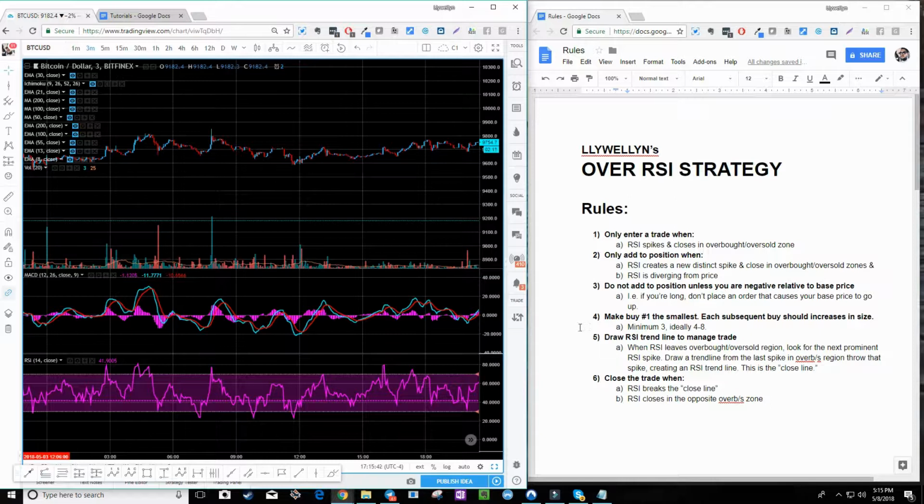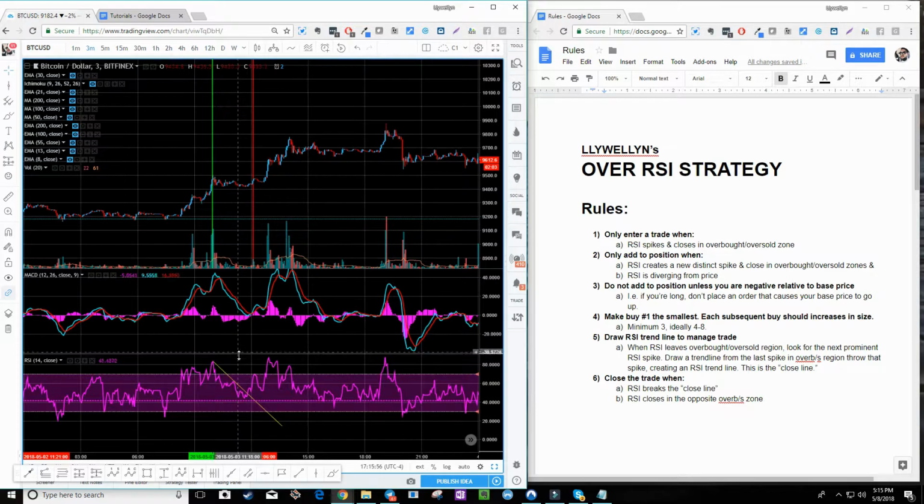use. So I already went over this, draw RSI trend line to manage the trade, but I'll post this stuff so you guys have this as a reference. And I also discussed this too. The close line is kind of the stop loss line for the trade, and then also if it moves into the overbought oversold zone.